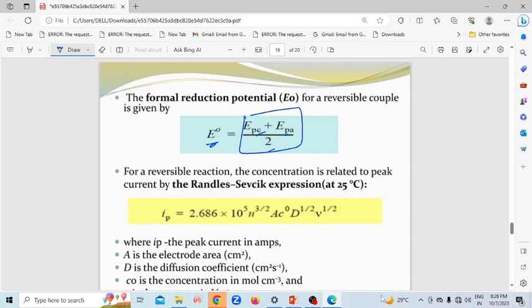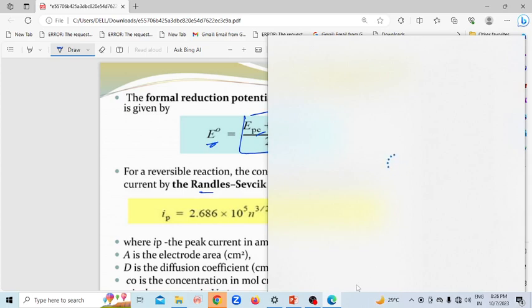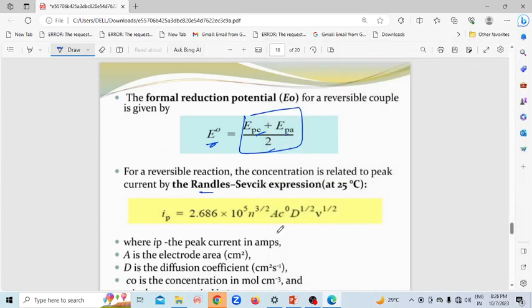Then again the Randles-Sevcik equation, where IP is the current flowing with scan rate. This equation represents that current is proportional to scan rate. Current is proportional to scan rate, so if you increase the potential scan rate, then your current will be increased.